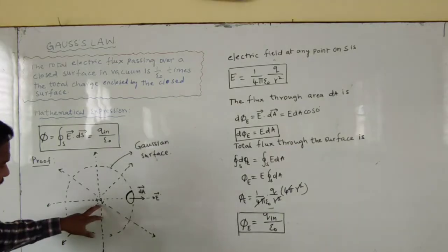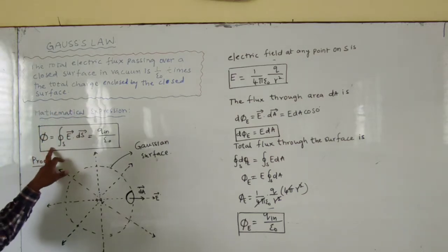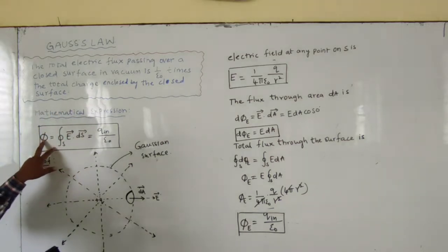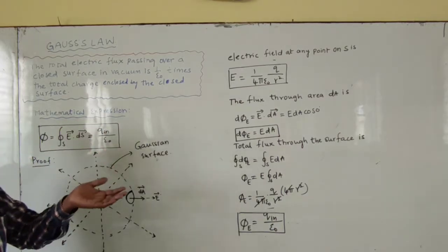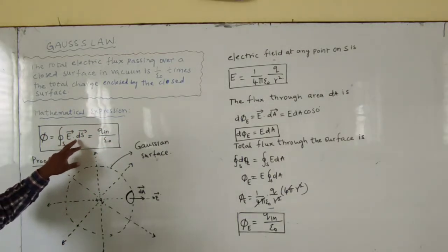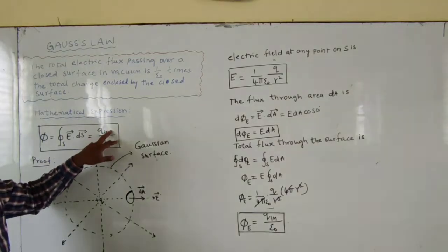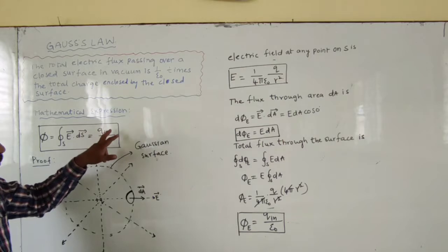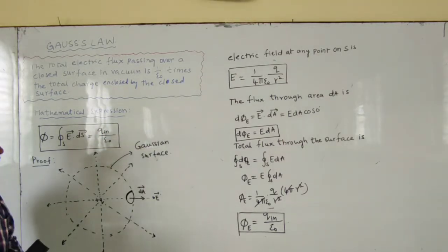So now this can be mathematically expressed as: total flux phi is equal to the surface integral over the total surface area of E bar dot dS bar, equal to q enclosed, or q net, or q inside, by epsilon naught. This is the mathematical formula. So now we have to prove the mathematical formula.